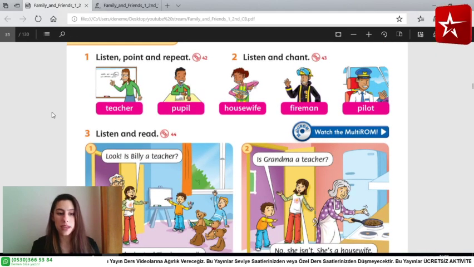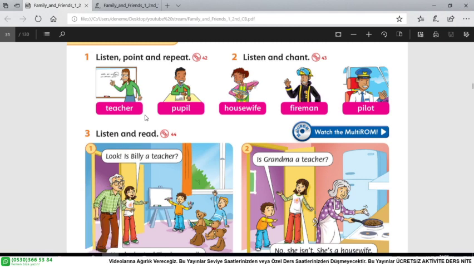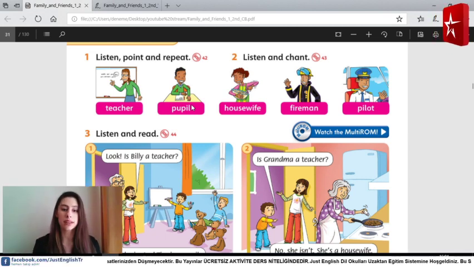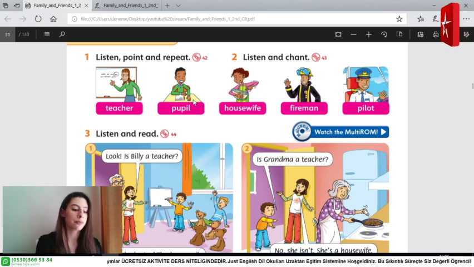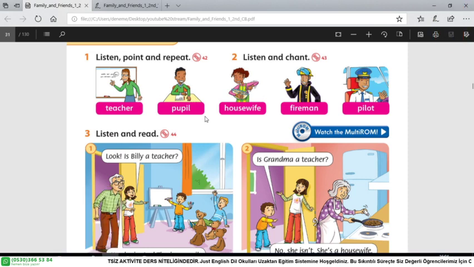Let's repeat the occupations before we get started. Repeat after me. Teacher. Pupil. What is pupil? Pupil means a student at a young age. Okay? Student or pupil. This means this student is at a young age. So this is a pupil. Teacher, pupil, housewife, fireman, pilot.